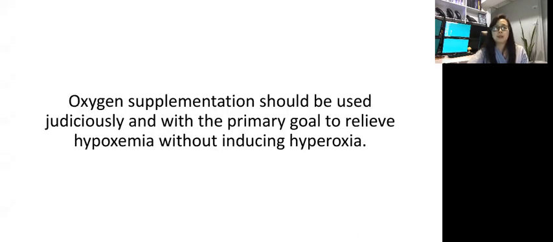And I leave you with this. Oxygen supplementation should be used judiciously and with the primary goal to relieve hypoxemia without inducing hyperoxia.